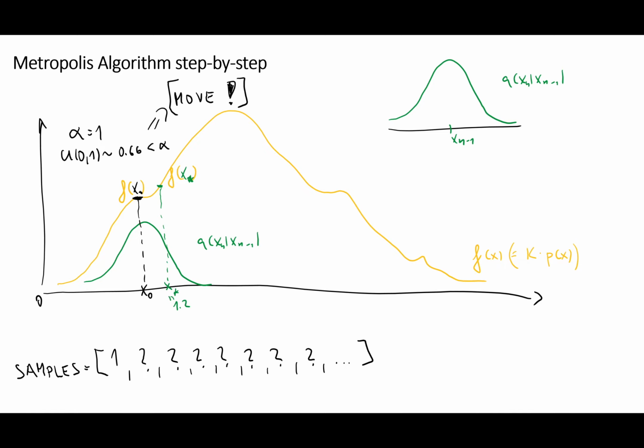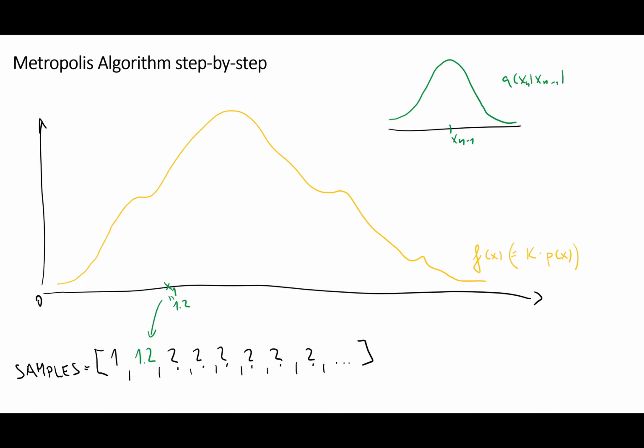Yeah, but here we basically say the uniformly distributed random number is lower than alpha, therefore we move to the new sample, we accept it, and we move there. So we just make the step on our path. And now we will put it into our sample array. And now we continue. So we are now here, we have this state x1, we are in this number 1.2, and we will do the same thing again.